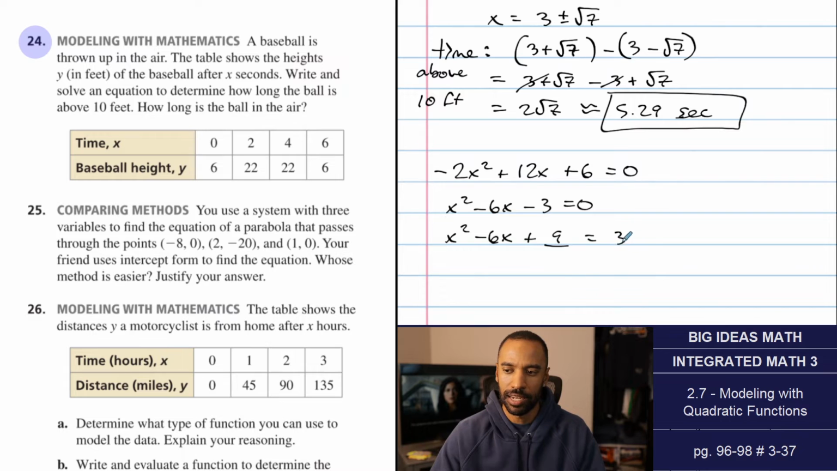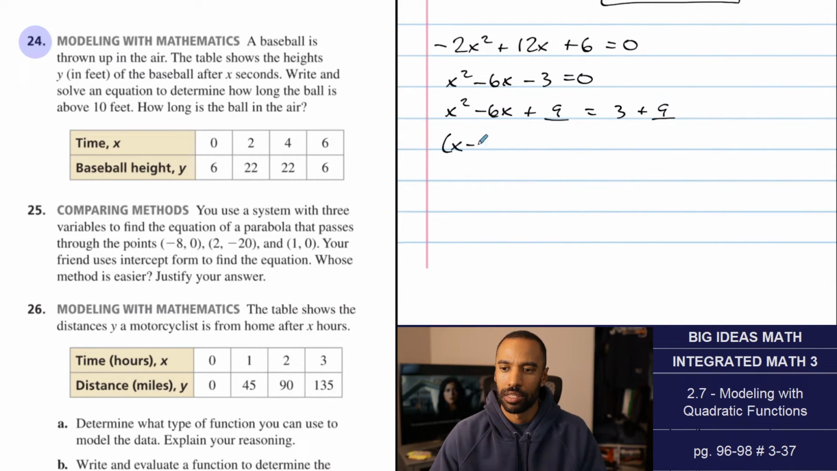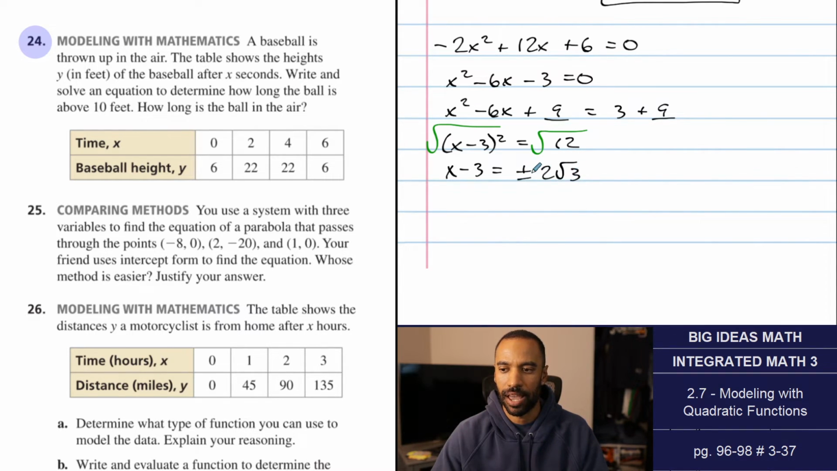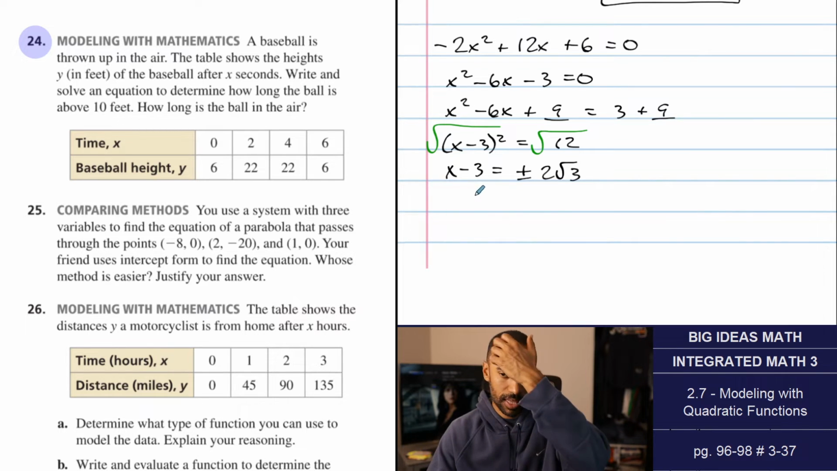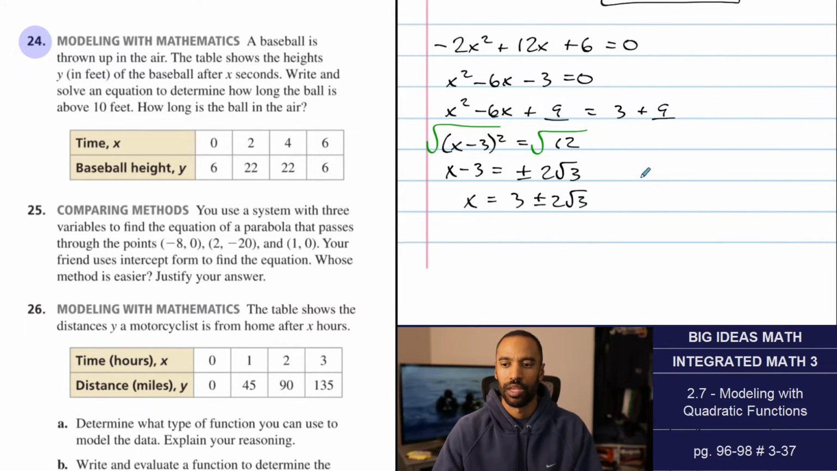The plus 9. Add the 3 over, and we're adding 9 over there. So x minus 3 quantity squared again equals 12. X minus 3 equals, take the square root of both sides. Square root of 12, I could either keep it like that, the idea is we're going to be using a calculator anyway, but I can put 2 root 3 as that. So x equals 3 plus or minus 2 root 3. So how long's the ball in the air? You go 3 plus or minus 2 root 3.